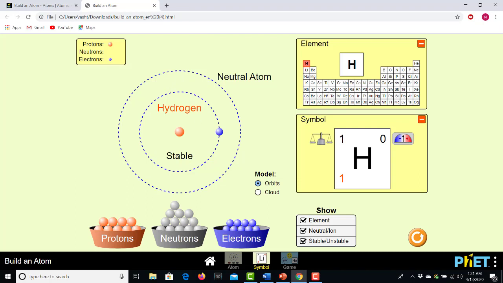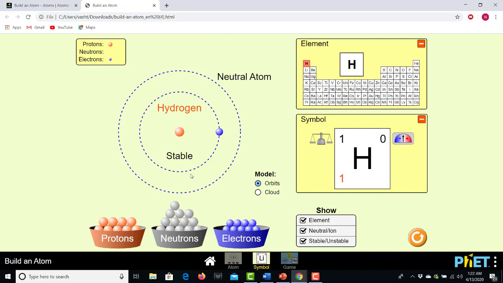So this portion that is in the center, again, we call that the nucleus. And the particles that are in the nucleus, we call them nucleons. And so the proton is an example of a nucleon. A neutron is also an example of a nucleon. Again, the major nucleons are protons and neutrons.